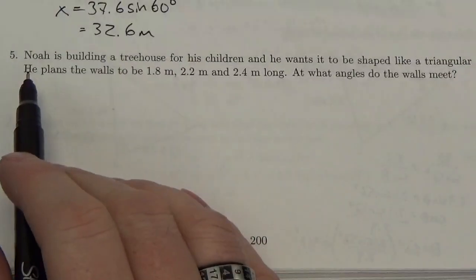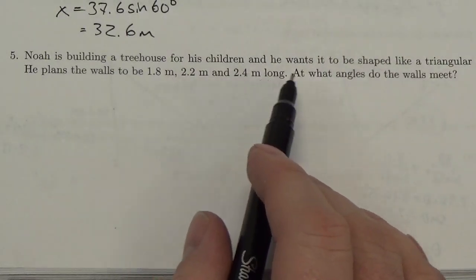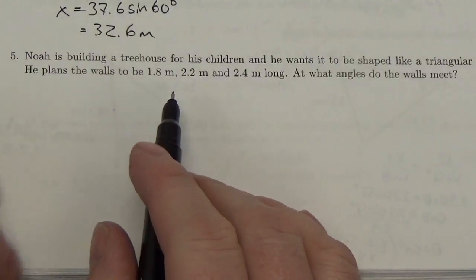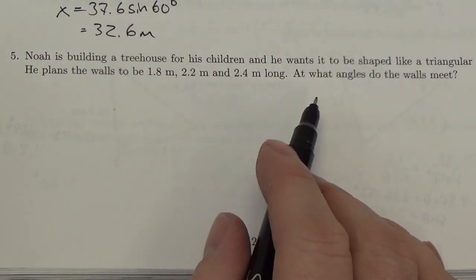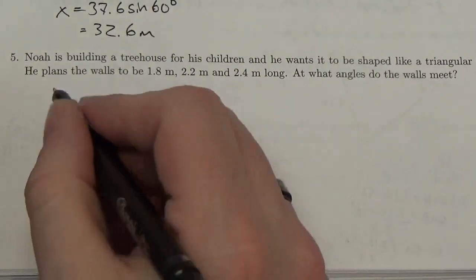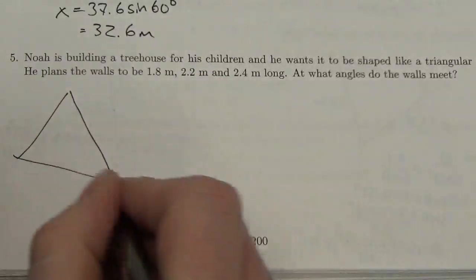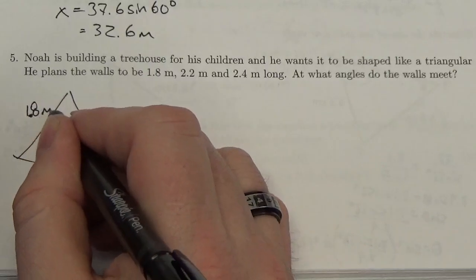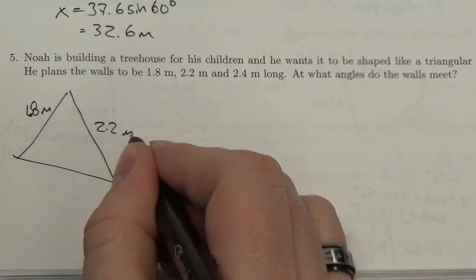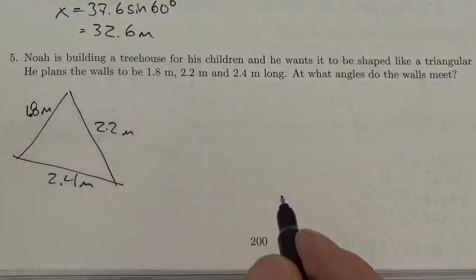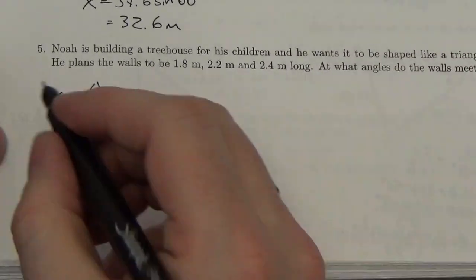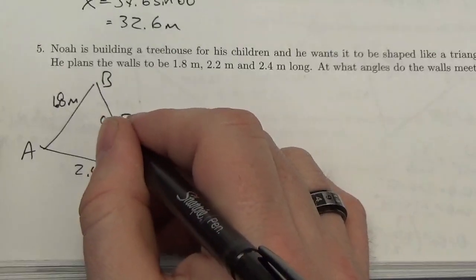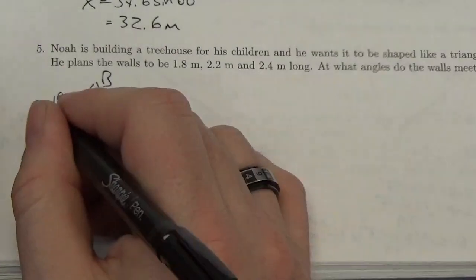Okay, so for our problem here, I read that Noah is building a treehouse for his children, and he wants it to be in the shape of a triangular prism. So he plans to make the walls 1.8 meters, 2.2 meters, and 2.4 meters long. At what angles do the walls meet? Okay, so we'll just draw out just a triangle here. So let's say 1.8 meters, 2.2 meters, 2.4 meters. Doesn't really matter here. Let's just label them A, B, C. So that's going to make this little a, that'll make this little b, and that'll make this little c.